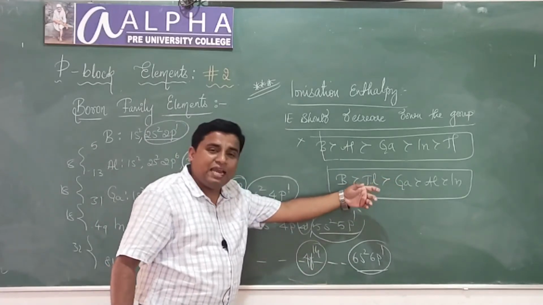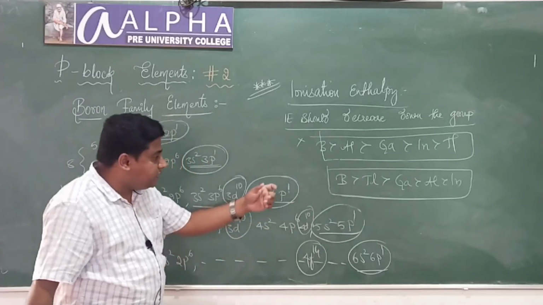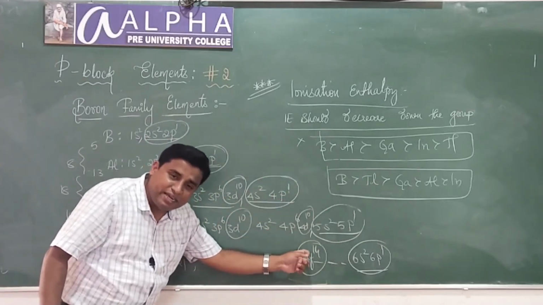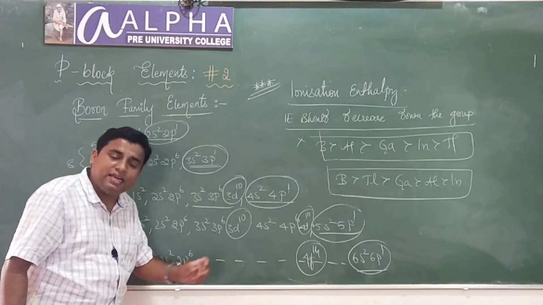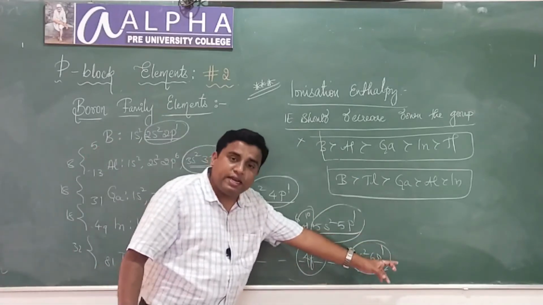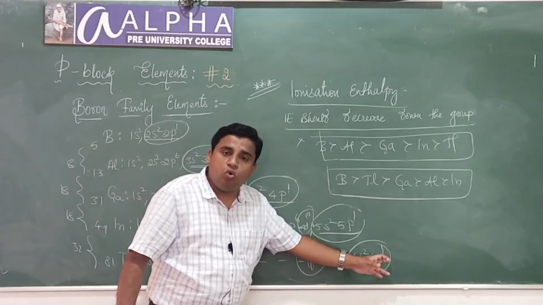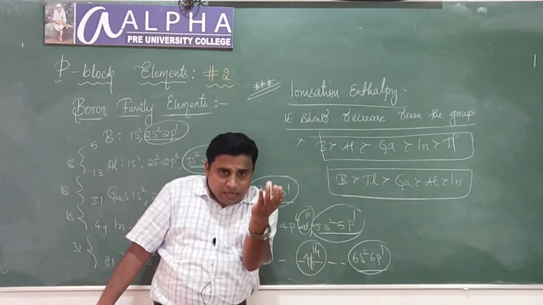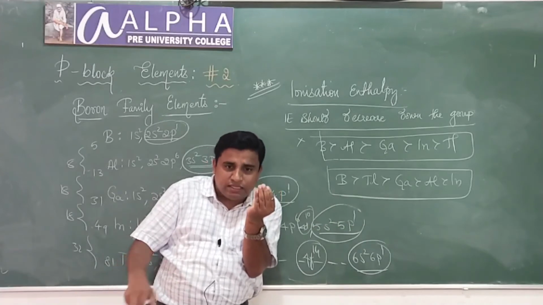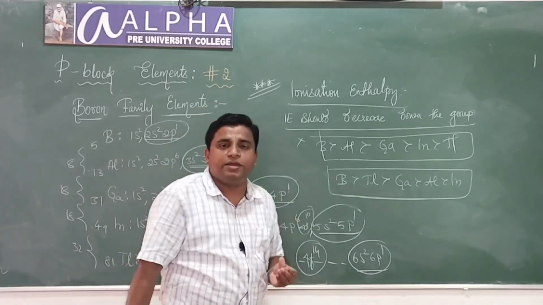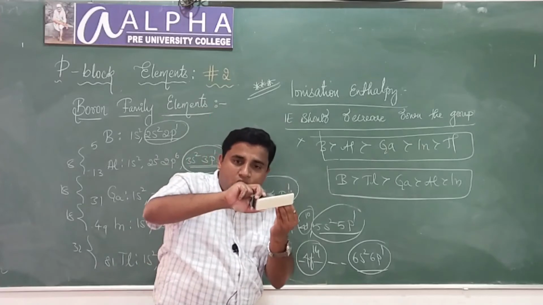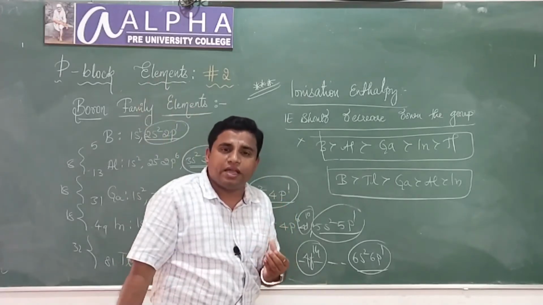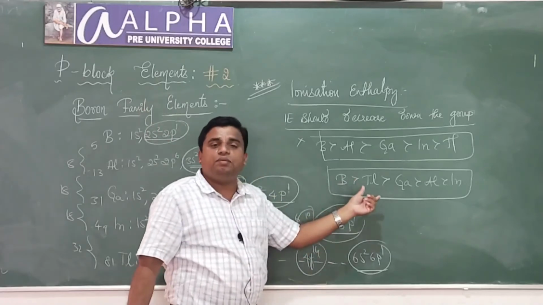Okay, why does thallium have high ionization enthalpy? I told you, because of the inner completely filled f orbital and inner completely filled d orbital, the outer electron of thallium will be tightly held to the nucleus. Since the outer electron is tightly held to the nucleus, the removal of that outer electron becomes difficult. Since the removal becomes difficult, the ionization enthalpy will be more.